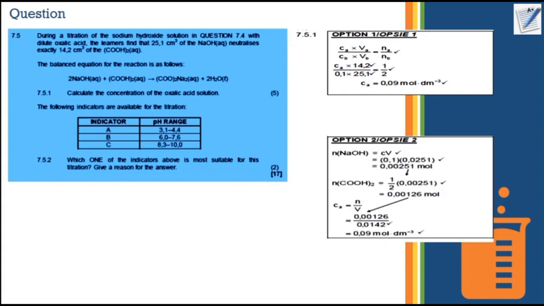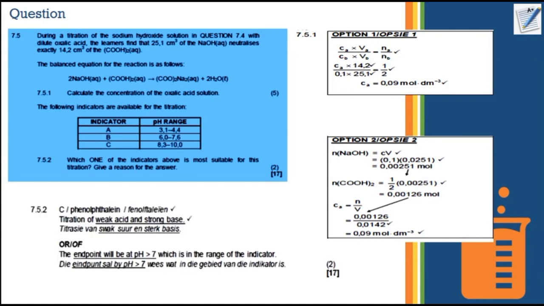Right? Now, another option that the memorandum offers, you may also want to try this. The titration formula, as you've seen, takes us straight to the solution. Right? So there's no beating about the bush. It goes right there. The bottom line is you'll get your answer 0.09.